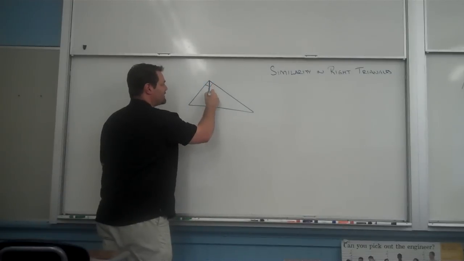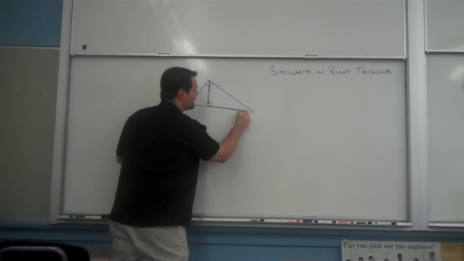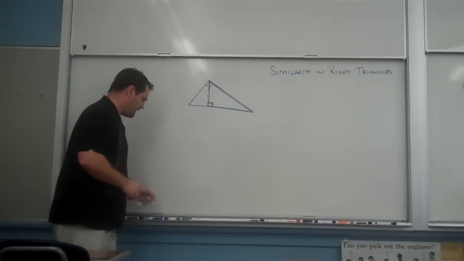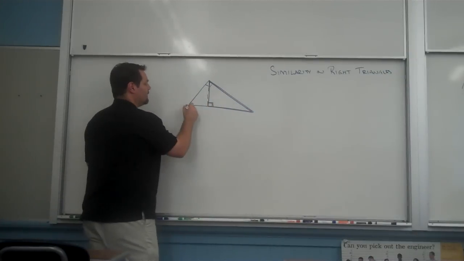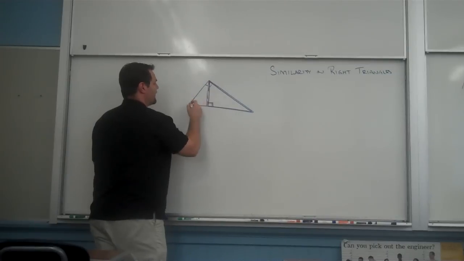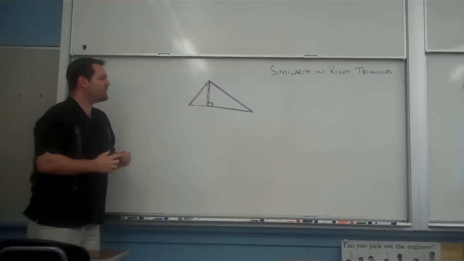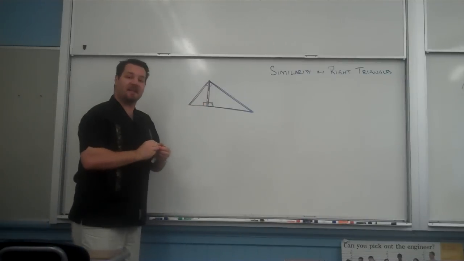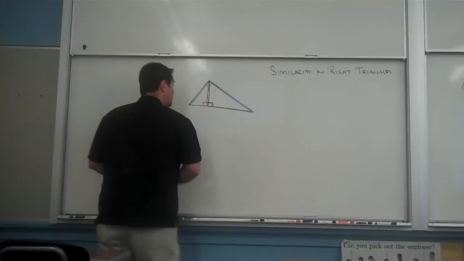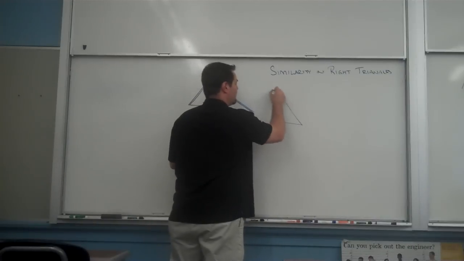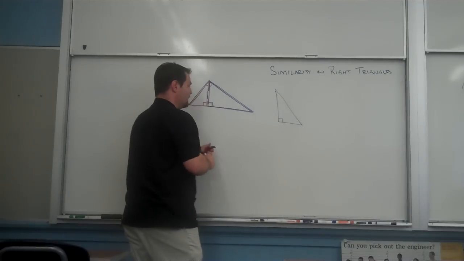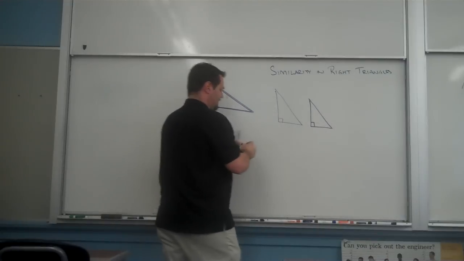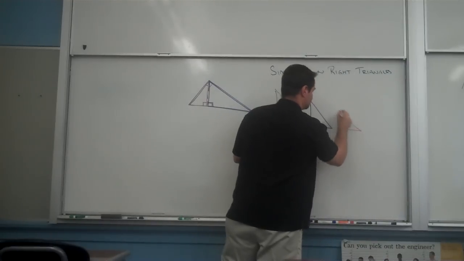Notice that by introducing this right angle, I've introduced a second triangle, which we're going to say is purple, which is also a right triangle. And a third right triangle, which is red. I'm going to begin by reorienting all three of these triangles so that they're in the same direction. Here's my blue triangle. Here's my purple triangle. And here's my red triangle.